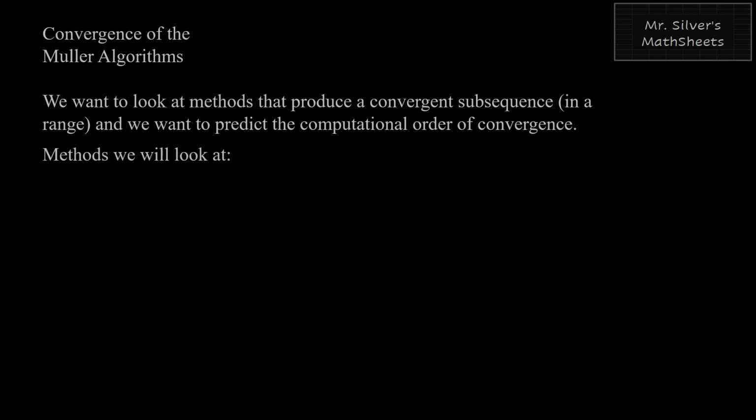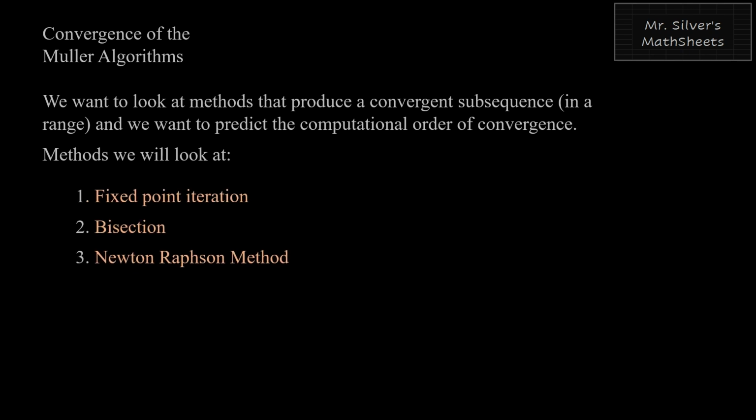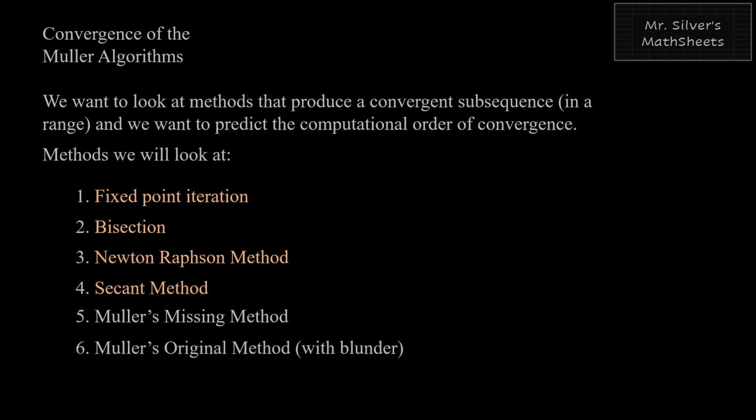Methods we'll look at today, well, we're not going to discuss the first few: fixed point method, bisection, Newton-Raphson, secant. We looked at that in a previous video. Today, we're talking about Muller's missing method and Muller's original method.